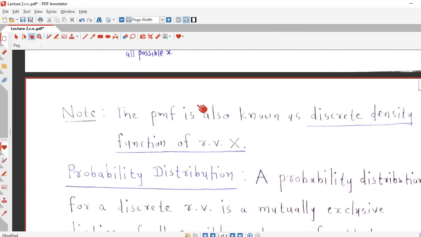Another name for probability mass function is discrete density function. Some authors are using this another name also. Instead of probability mass function, we can say that it is discrete density function.